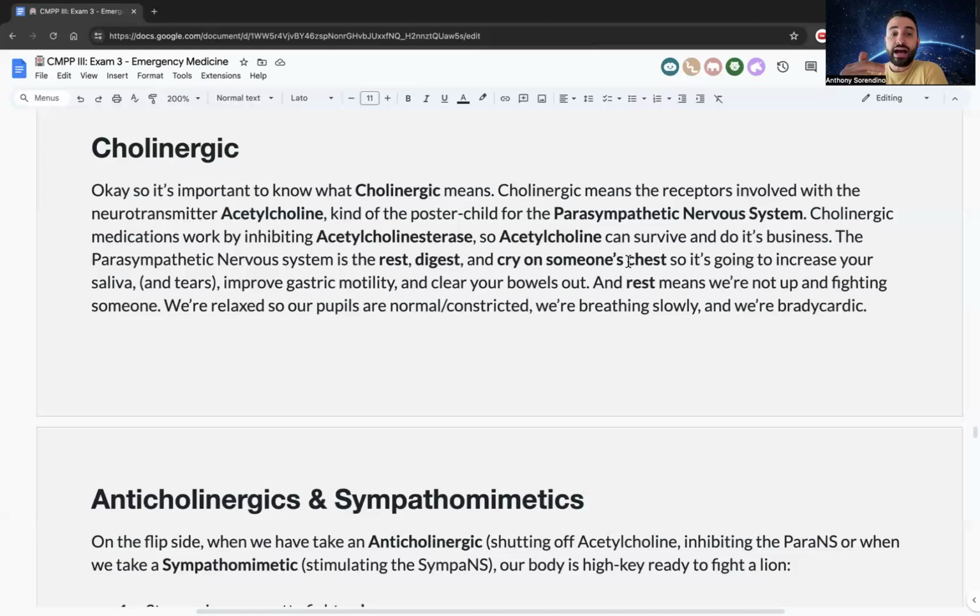All right. I think of the parasympathetic nervous system as rest, digest, and cry on someone's chest because it's going to create tears. It's everything fluidy, right? So it's going to increase your saliva and tears. It's going to improve your gastric motility. It's going to clear your bowels out. And the rest means we're not up and fighting someone. We're relaxed. So our pupils are normal/constricted. Remember what we talked about with opioids earlier. Also, because we're like going to sleep, we're not fighting people. We're breathing slowly. So our respiratory rate goes down and our heart rate goes down.